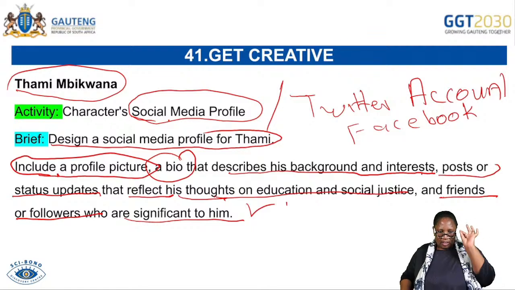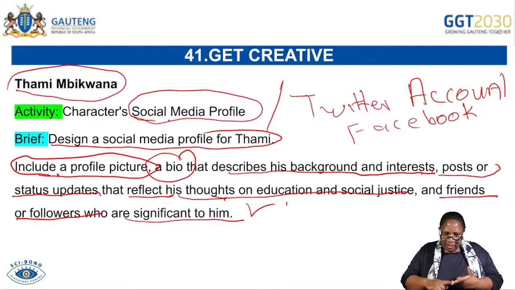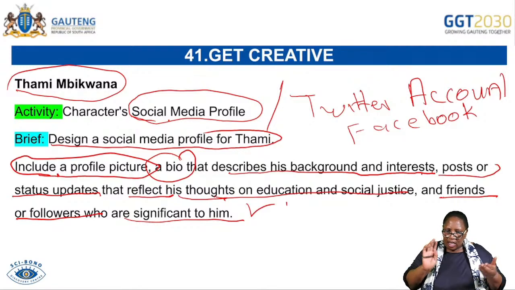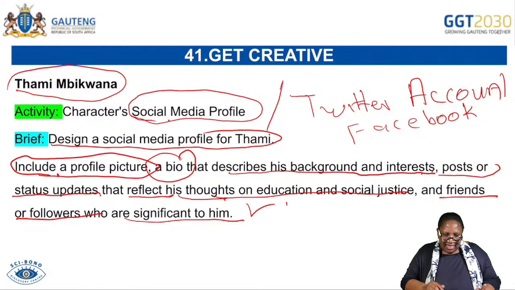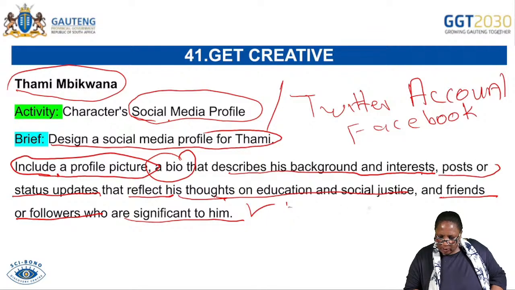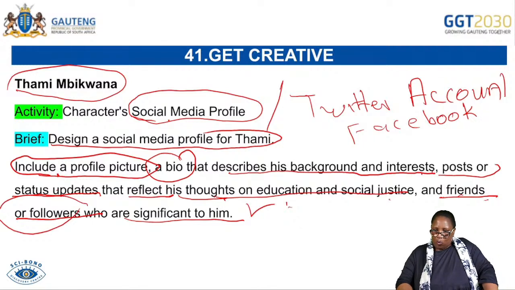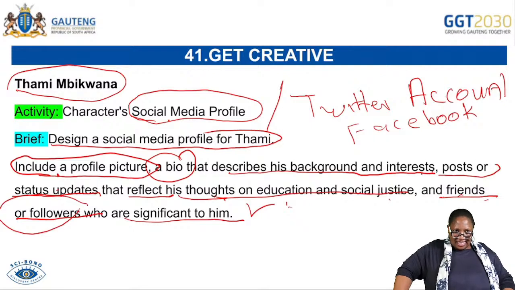Got it? Social media profile, either a Twitter account, Facebook, Instagram. You design a social media profile for Tammy. You include a profile picture. You describe his background and interest. You post his status updates, and you reflect his thoughts on education and social justice. And you also indicate his followers. So 3 minutes counting now.